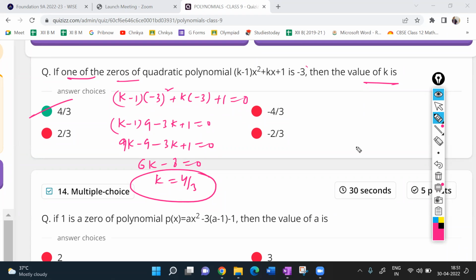Okay. So I got 100% accuracy. Great, great, great. Next.